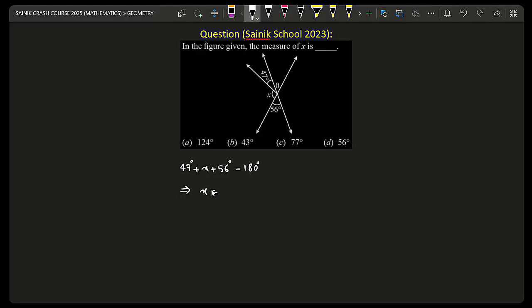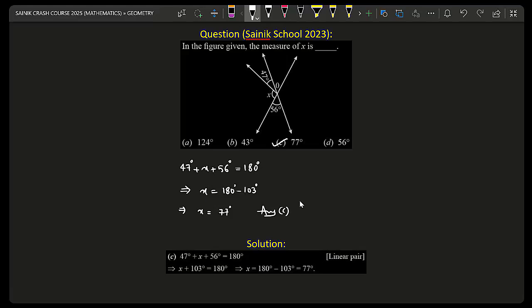Harini, so 180 degrees minus 103. You transposed on the right. Yes, 180 minus 103, so 77. Yes, 77 degrees. Which option? So C. C. Very good, Harini. You can mute now.